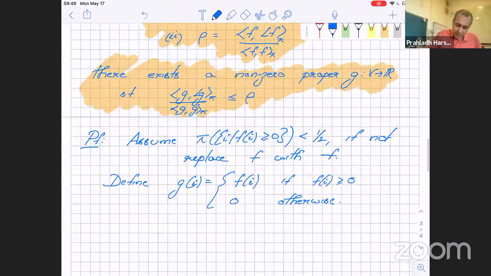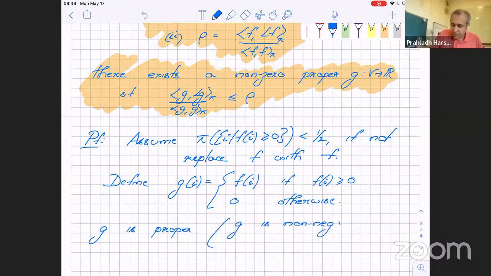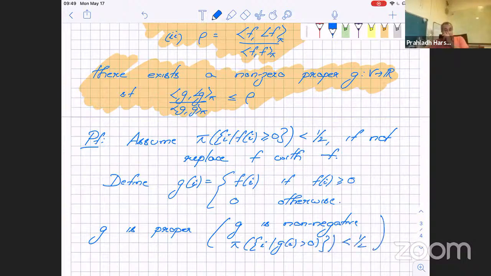So G certainly has the following. G is proper. Why? Because one, G is non-negative. That's clear. And clearly pi of the set of i with G(i) greater than 0 is exactly the places where f(i) was greater than 0. So this is less than half. So G is proper.